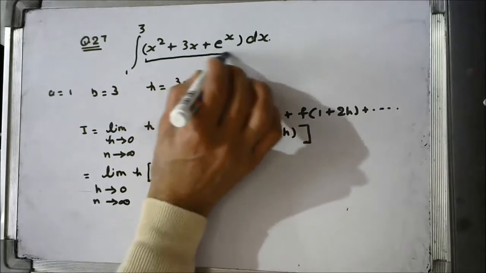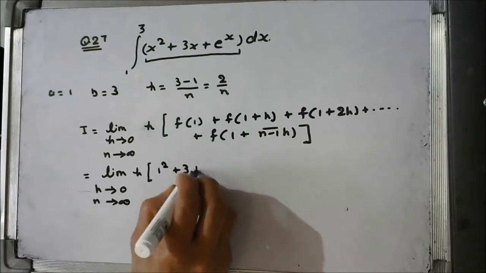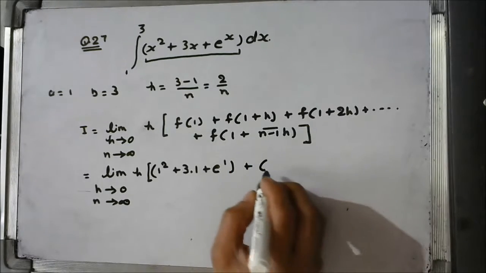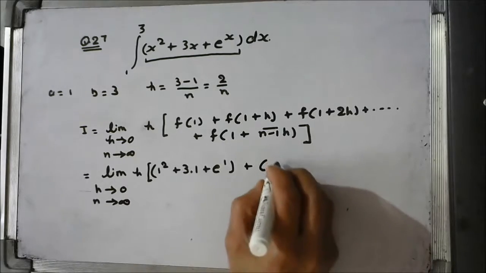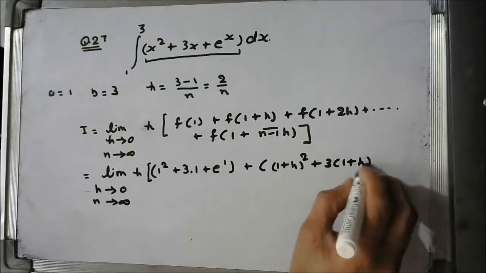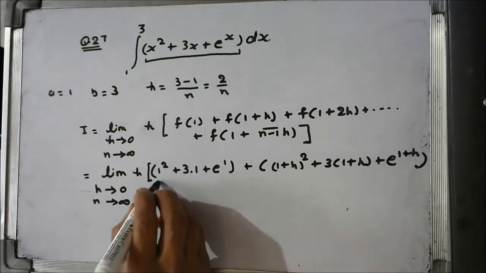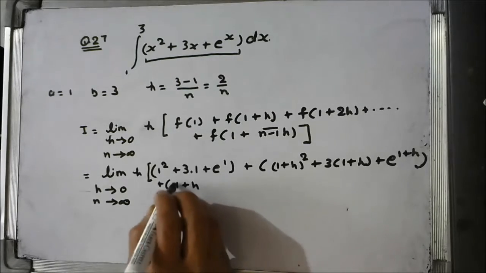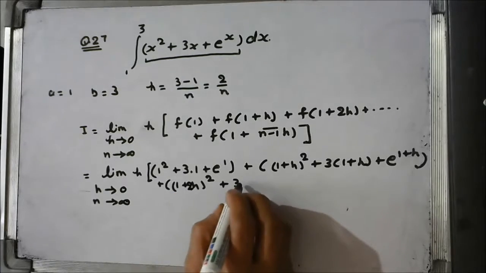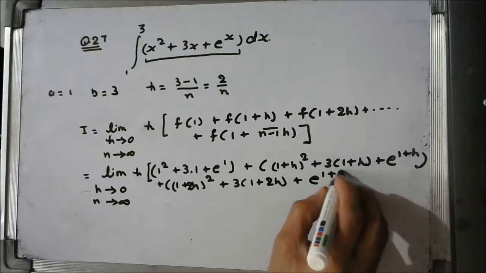Now f(x) is the given function, so f(1) becomes 1 square plus 3 into 1 plus e raised to the power 1. f(1 plus h) is (1 plus h) square plus 3 into (1 plus h) plus e raised to the power 1 plus h. The next term will be (1 plus 2h) whole square plus 3 into (1 plus 2h) plus e raised to the power 1 plus 2h.